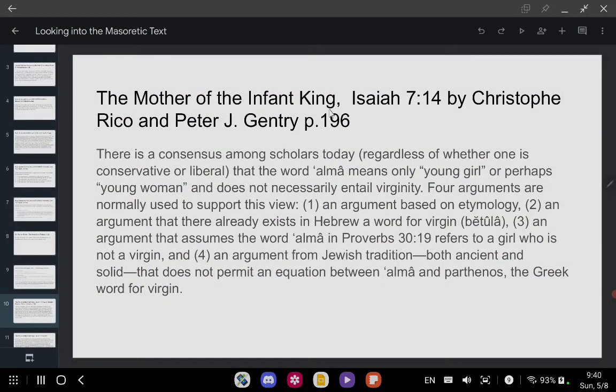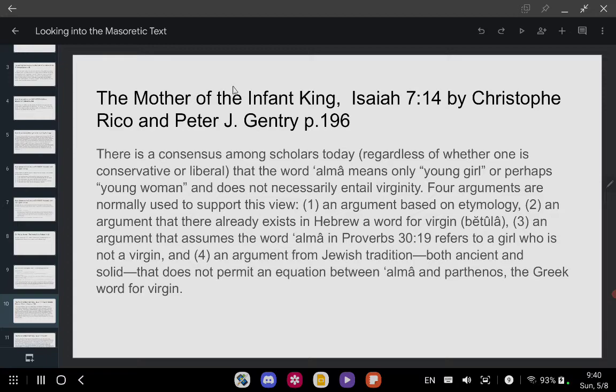And I went through and I found a couple of quotes here. So this is just to show you that there is some contention here. There's a consensus among scholars today, regardless of whether one is conservative or liberal, that the word Alma means only young girl or perhaps young woman and does not necessarily entail virginity. Four arguments are normally used to support this view. And I will say that this is just in the appendix, he goes into great detail, and apparently these are arguments that people have used against his book, and he has gone in there with an appendix and in painstaking detail went through each one of these. So if you're interested, check out his book. But like I said, in my opinion, it's very difficult reading.